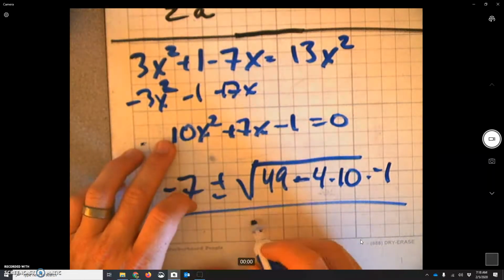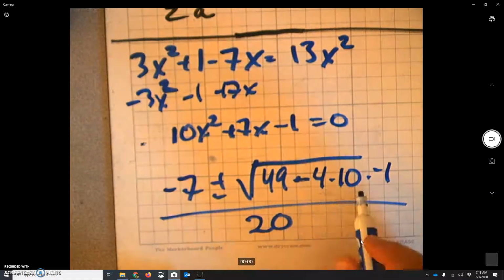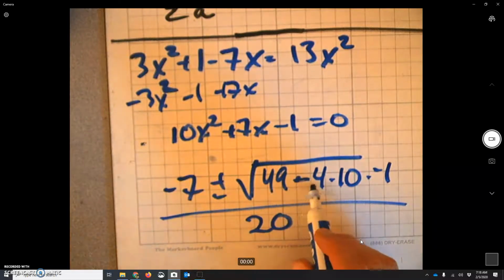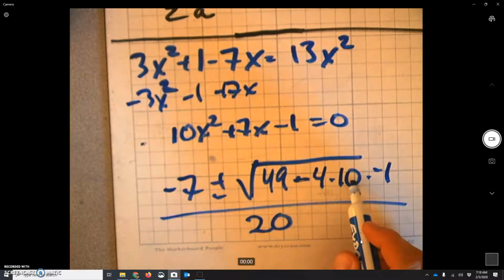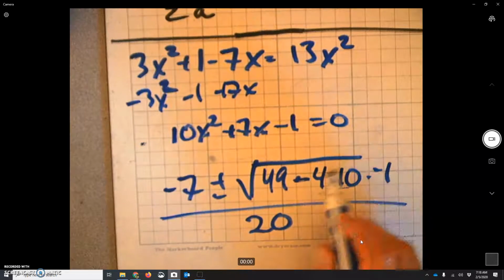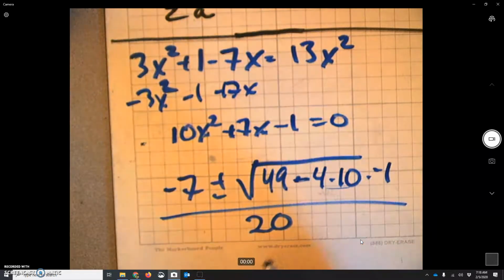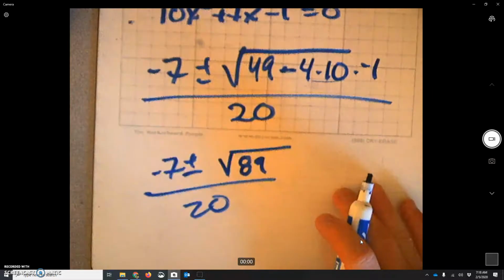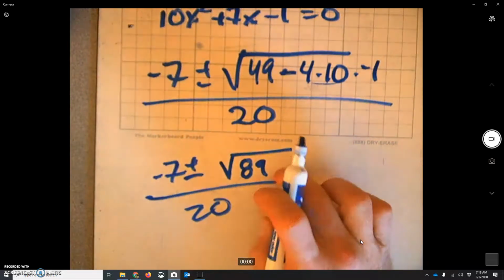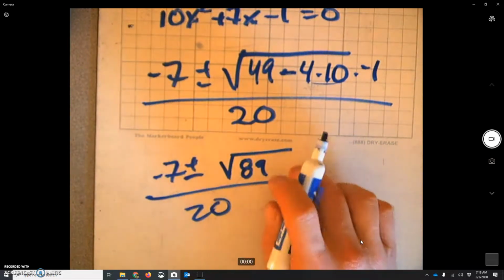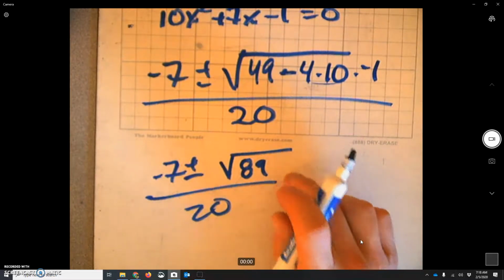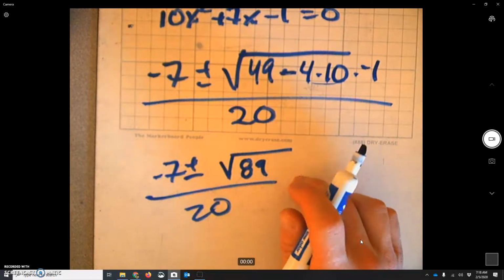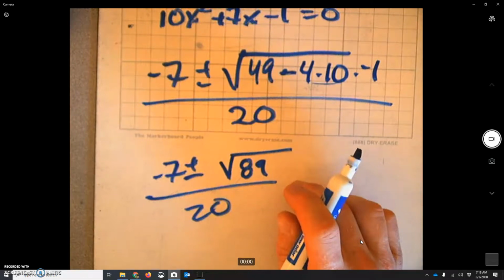A is 10, so that's 20. All right, this inside becomes 49 minus 4 times 10 is 40. What becomes a positive 40, so 49 plus 40 is, what is it, 89. Negative 7 plus minus over 20. 89 has no perfect square roots, and you can't pull anything out. So we should be done here.